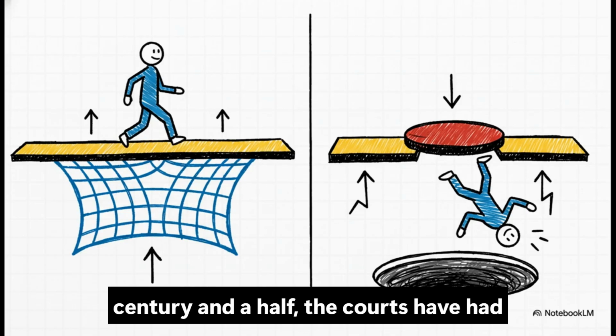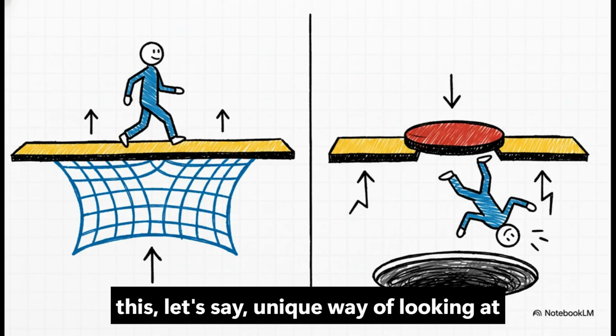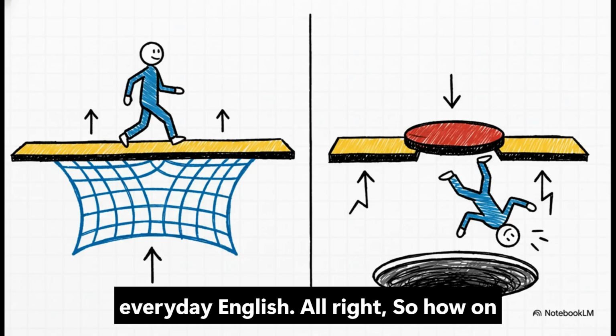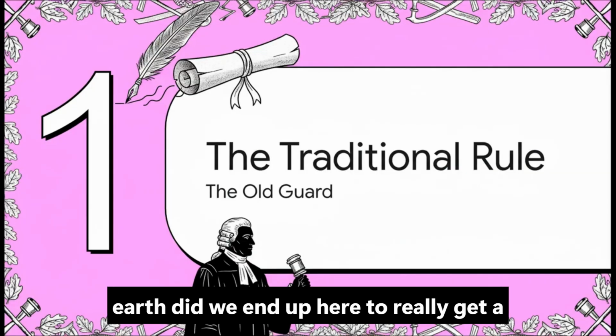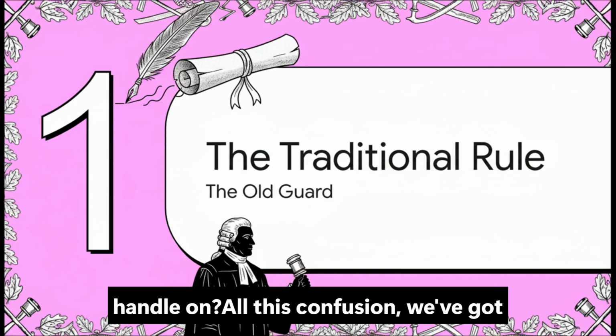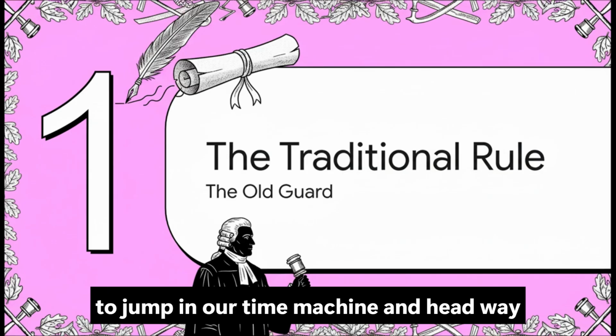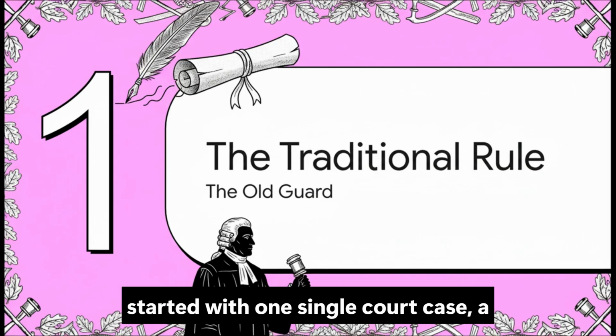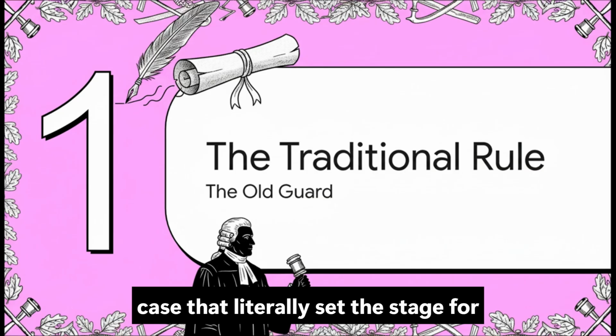Well, for over a century and a half, the courts have had this, let's say, unique way of looking at these words. It's totally different from what you or I would just call plain, everyday English. All right, so how on earth did we end up here? To really get a handle on all this confusion, we've got to jump in our time machine and head way back to the 19th century, because it all started with one single court case. A case that literally set the stage for everything that came after.